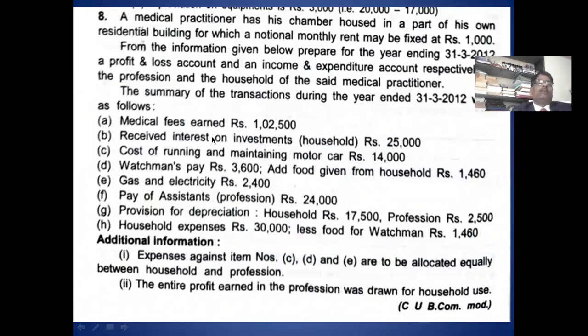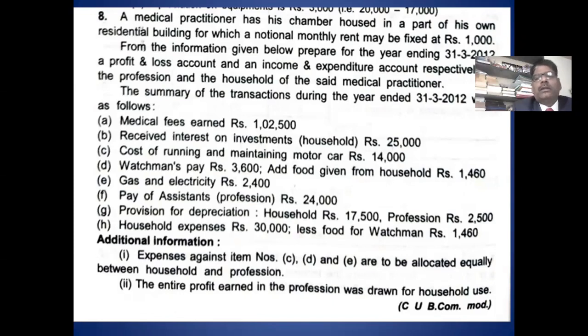You come to problem number 8. So this problem is based on medical practitioner. Medical practitioner means doctor. So doctor is having household transactions as well as professional transactions.